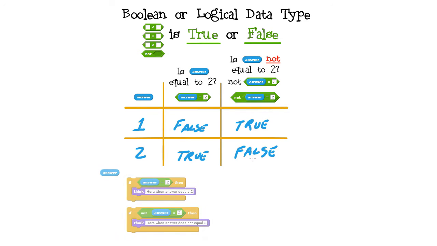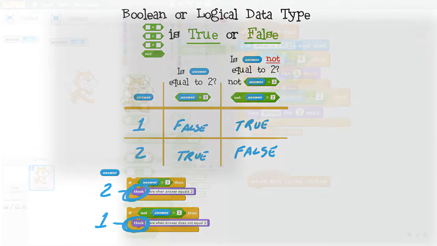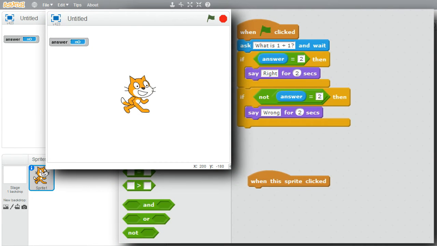Now look at my if statements. If answer is equal to 2, then this think command will be run. If answer is 2, then that think will run. If not answer equals 2, when answer is 1, this think will be run. I hope that helps. Go back to Scratch now, and I'm ready to run it.